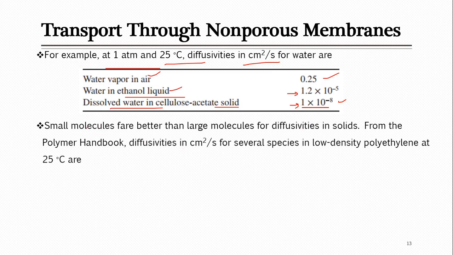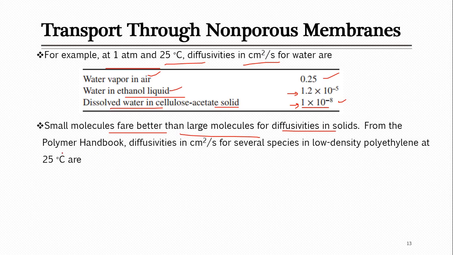Another example: small molecules fare better than large molecules for diffusion. It also depends on the molecule size. As you know, most of the time membranes are solid, so we will compare the diffusivity in the solid for various molecule sizes.